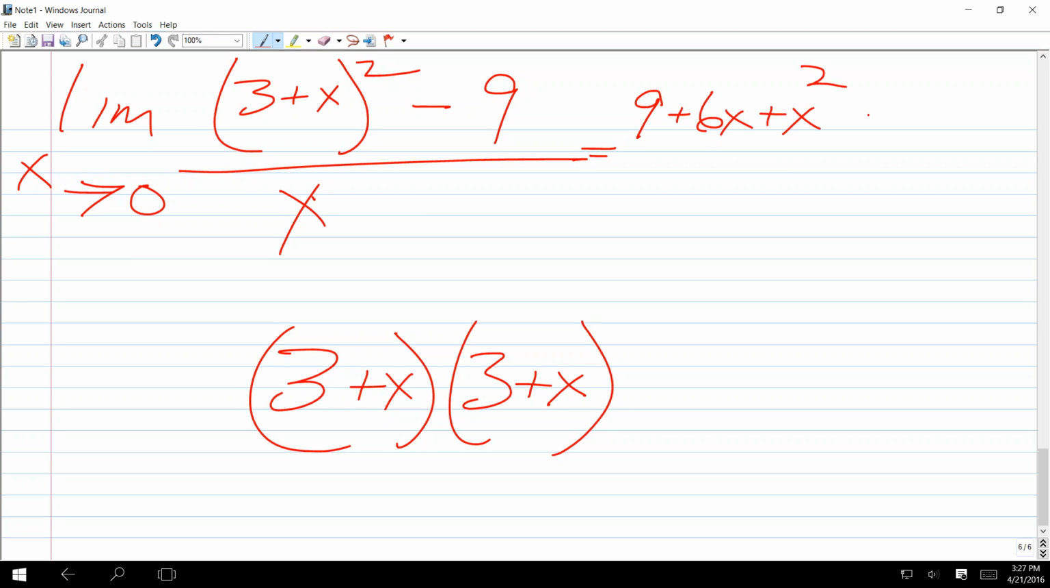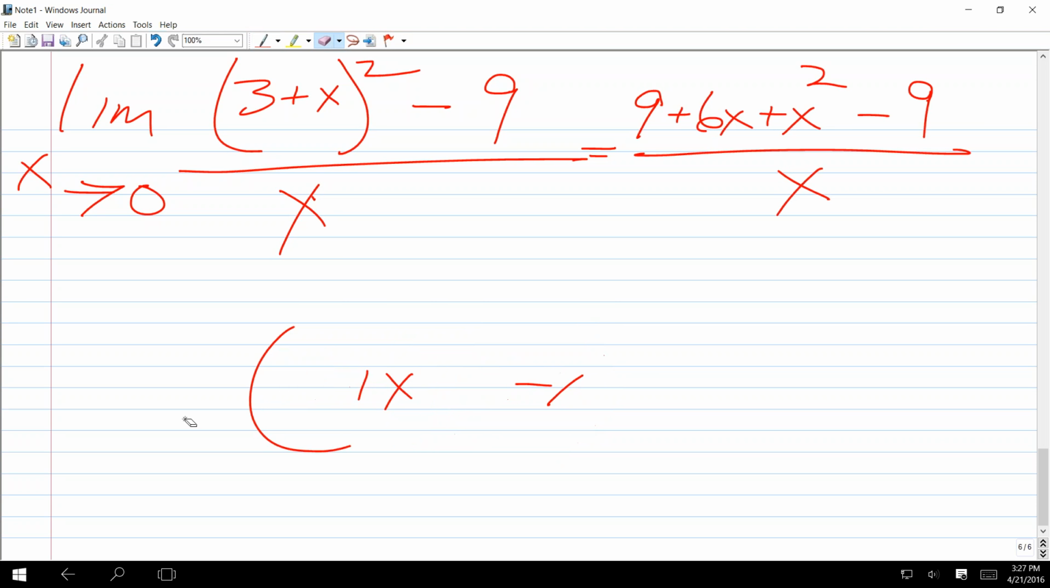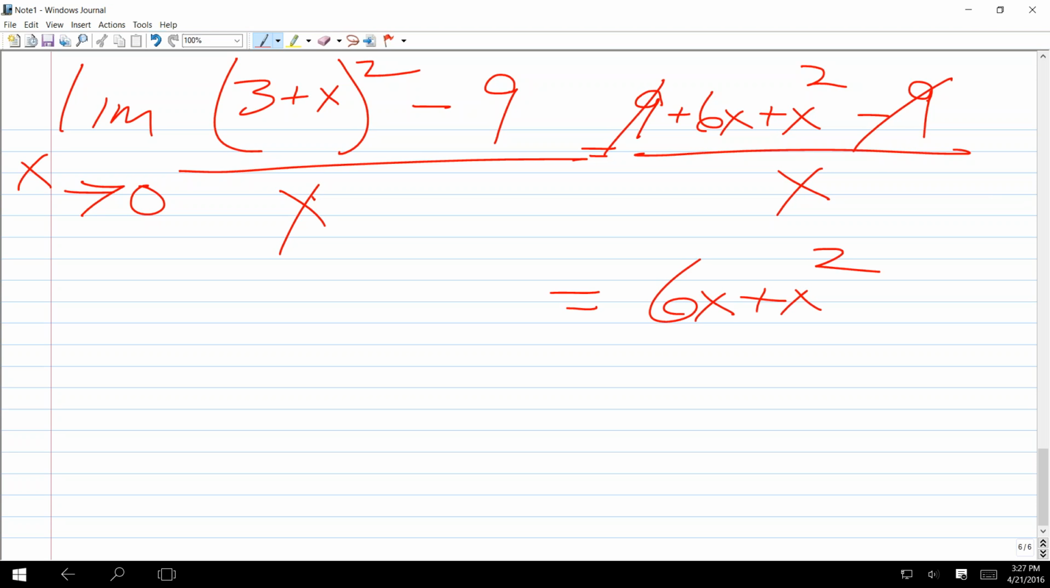Then I'm still subtracting 9. I'm still dividing by x. And this always happens where anything that doesn't have an x term goes away. In other words, the 9 cancels with that 9, and we're left with 6x plus x squared all over x. Now what can you do? In other words, we still have 0 over 0, but we're not done.